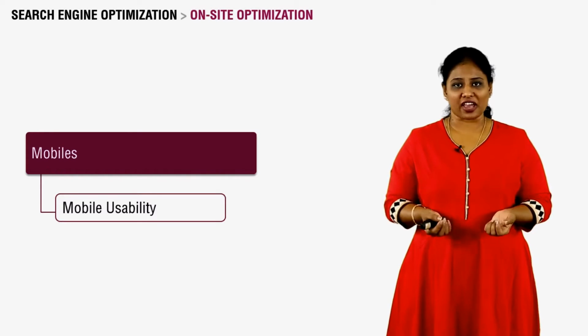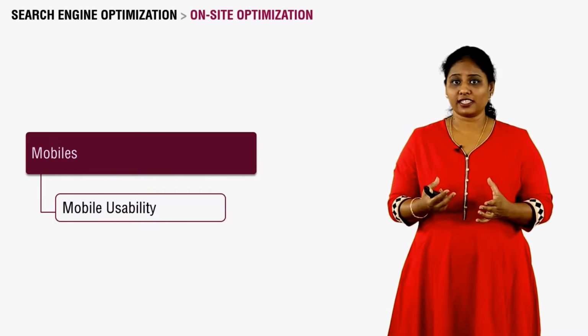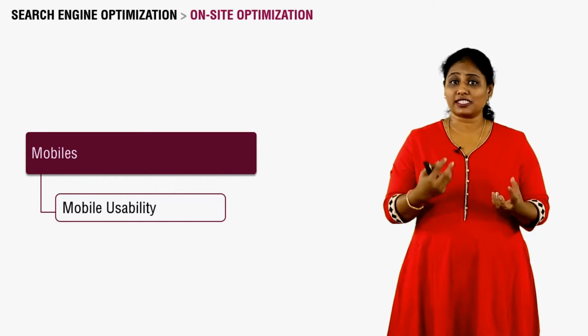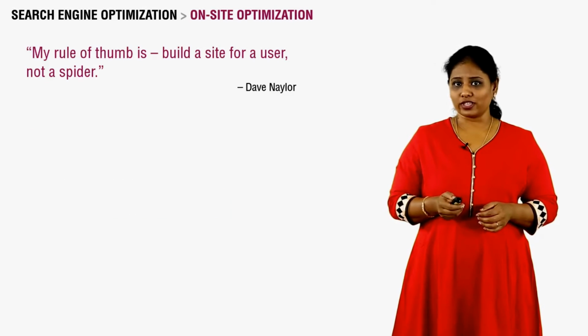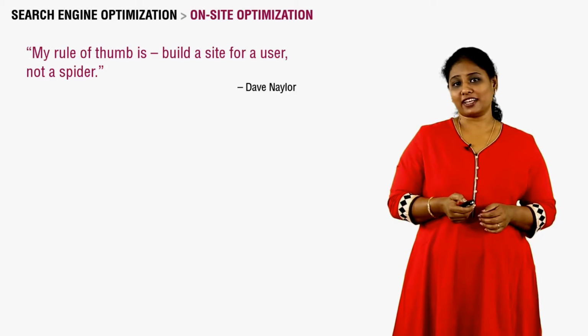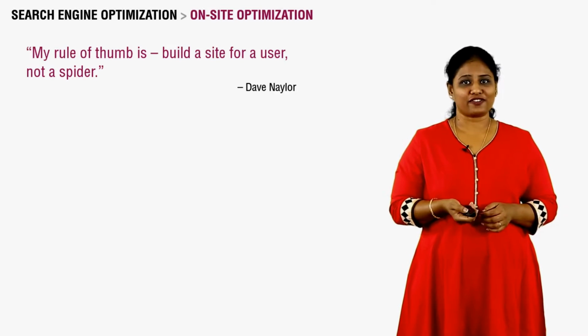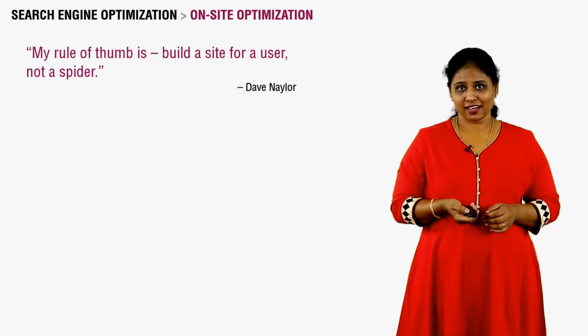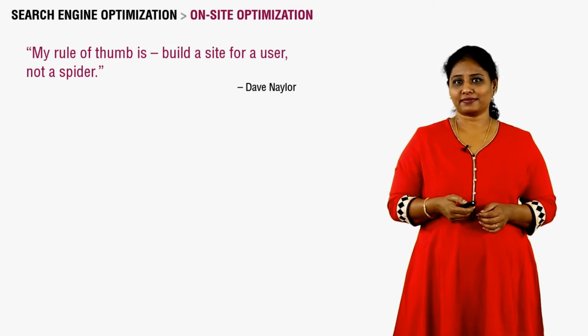It should be easy to navigate, not too much content, legible content, and not too much data input, because it's difficult to input data on a smartphone. I want to leave you with this quote by Dave Naylor, who's a digital marketing specialist, where he says his rule of thumb is, build a site for a user and not a spider. Remember, love your user and Google will love you.